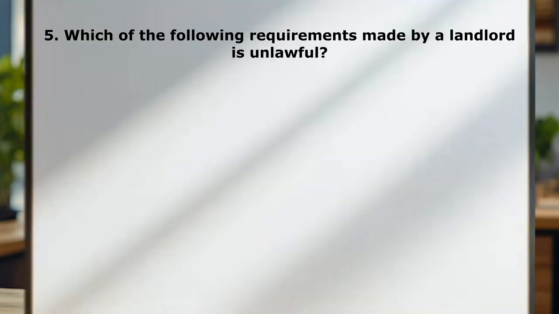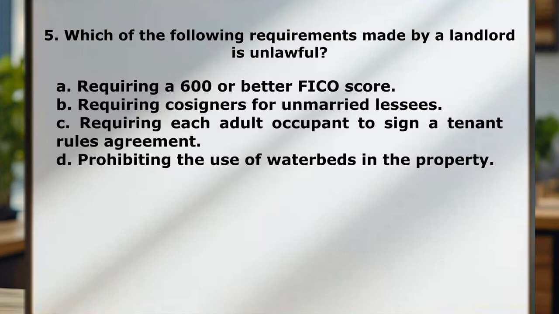Question number 5. Which of the following requirements made by a landlord is unlawful? A. Requiring a 600 or better FICO score. B. Requiring cosigners for unmarried lessees. C. Requiring each adult occupant to sign a tenant rules agreement. D. Prohibiting the use of waterbeds in the property.